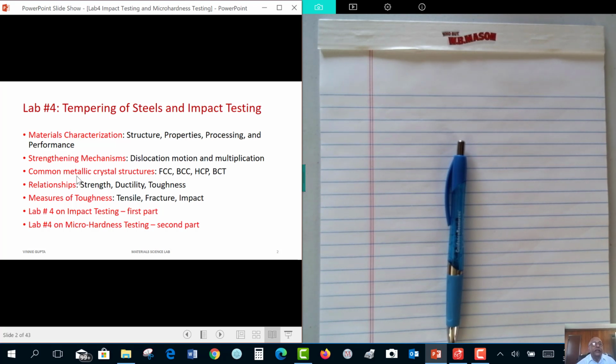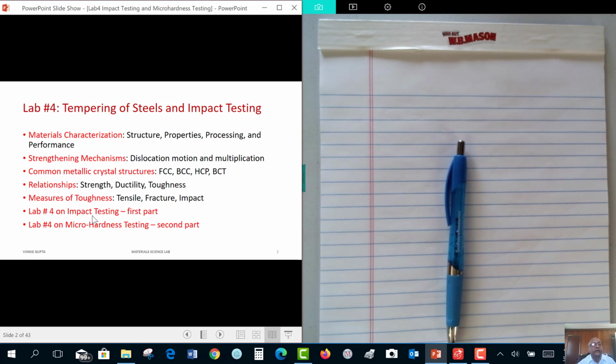Then, of course, you have spent a lot of time learning about crystal structures. I want to point out the common metallic crystal structures, which are these four: FCC, BCC, HCP, and BCT. We are going to talk about it a little more. Throughout the previous three labs, I have been emphasizing the relationship between strength and ductility. In this lab, I'm going to emphasize the relationship between strength and toughness. We are going to talk about various measures of toughness: tensile toughness, fracture toughness, and impact toughness.